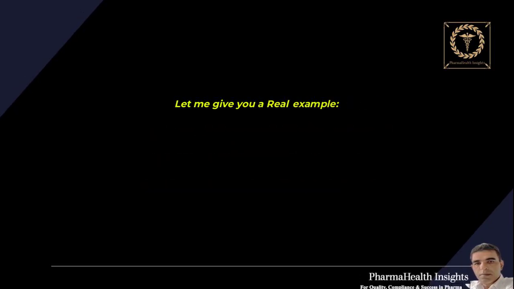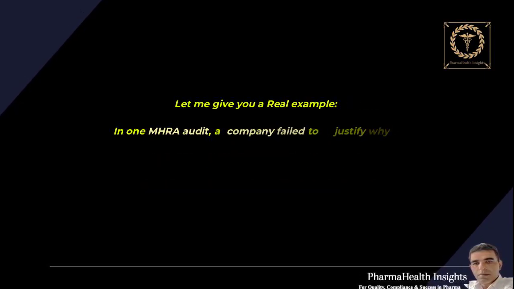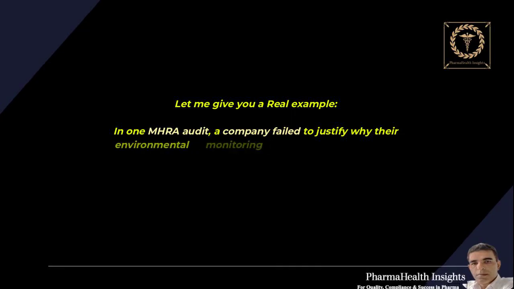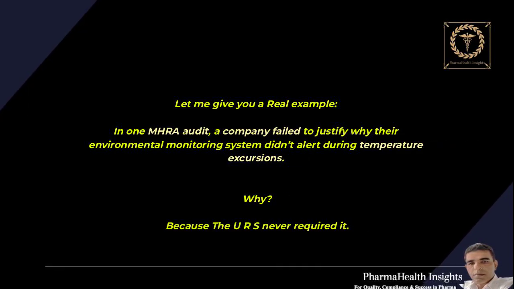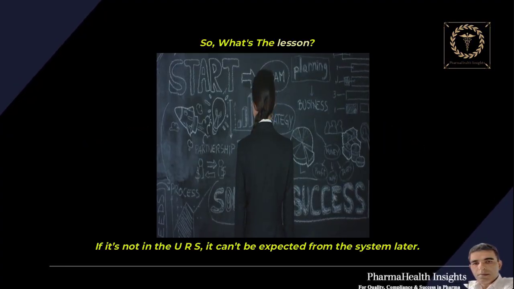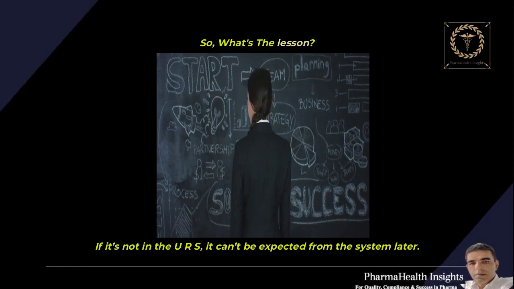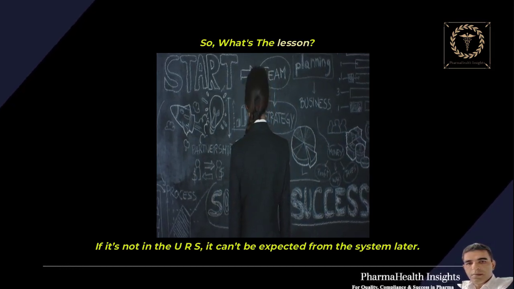Let me give you a real example. In one MHRA audit, a company failed to justify why their environmental monitoring system didn't alert during temperature excursions. Why? Because the URS never required it. So, what's the lesson? If it's not in the URS, it can't be expected from the system later.